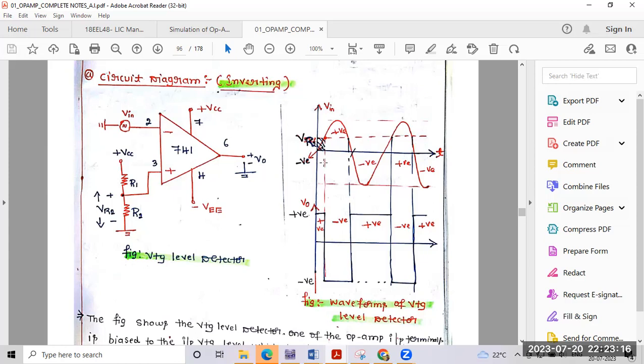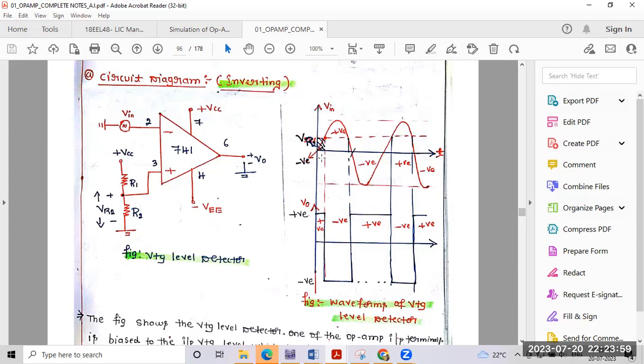I'm going to give another example here. Just observe this shaded part. What is the condition here? Input voltage is less than reference voltage. The feature of the inverting amplifier is that whenever I give positive, it should give negative. That is the condition. Observe in this negative part, whenever input voltage is less than reference voltage, it will give positive only. Here also positive, here also positive.